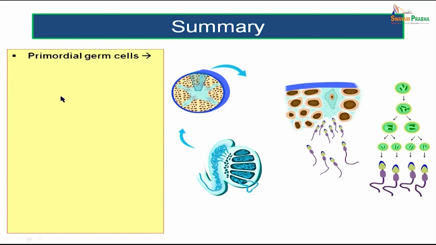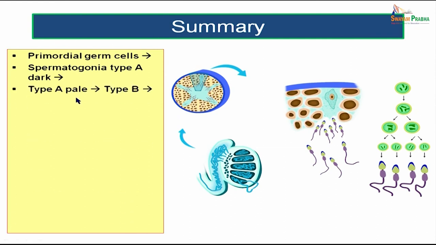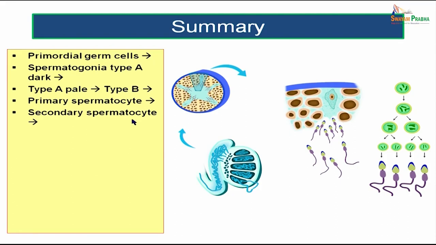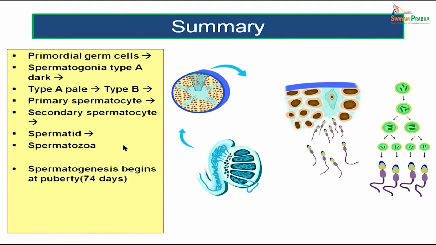We have the primordial germ cells which get converted into spermatogonia. We have seen two types of spermatogonia, type A dark and type A pale. Type A dark gives rise to type A pale spermatogonia, which enters the formation of sperms by forming type B spermatogonia. Then what happens to the type B spermatogonia? They form the primary spermatocyte. Later, that gets converted into secondary spermatocyte, which moves on to the formation of spermatids, spermatozoa, and finally the mature sperm.